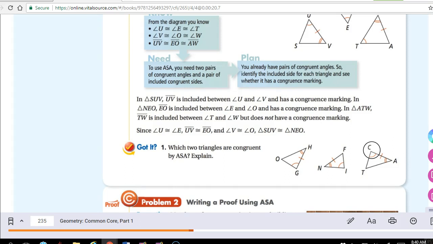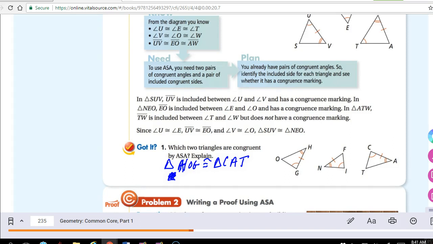Now, if I look at the last one, this one, there's an angle there, there's an angle there, and the side that is congruent is between those, just like it was over here. So these two right here are congruent to each other. So we would say that triangle HOG is congruent to triangle CAT. Those two triangles are congruent to each other by angle, side, angle.